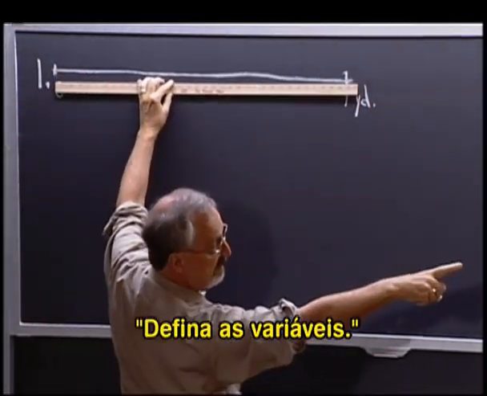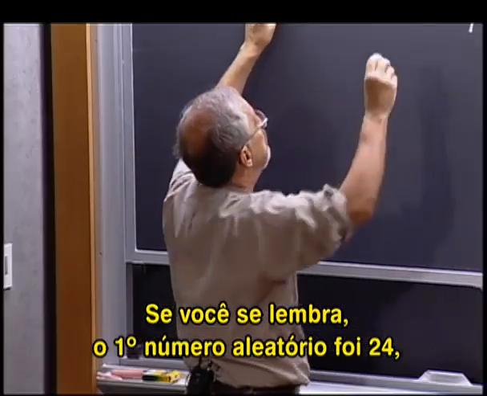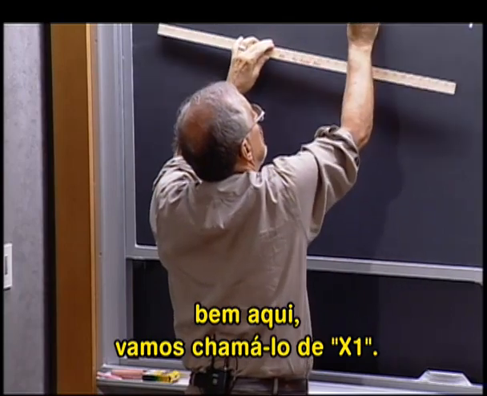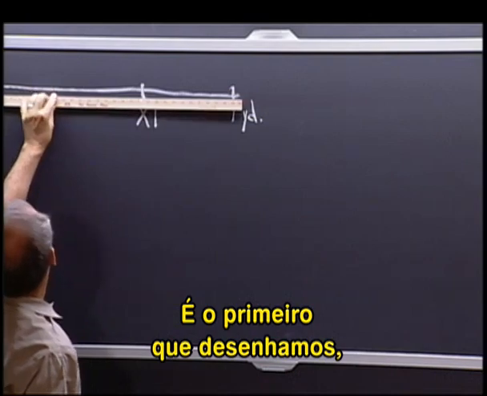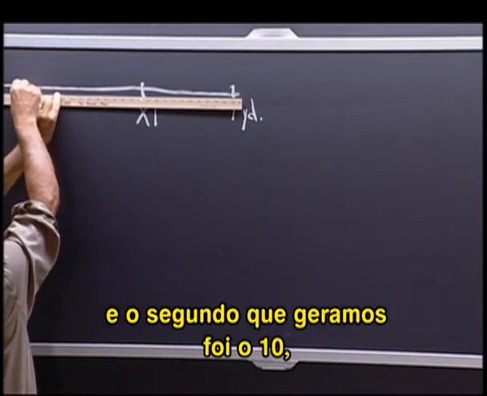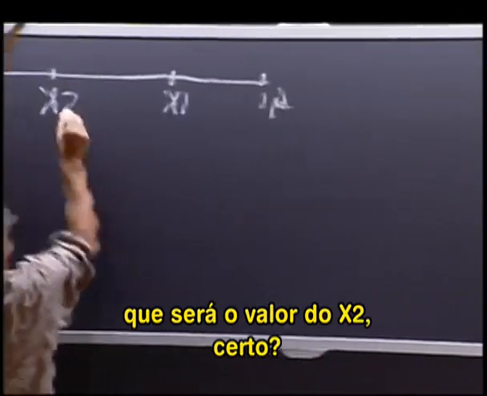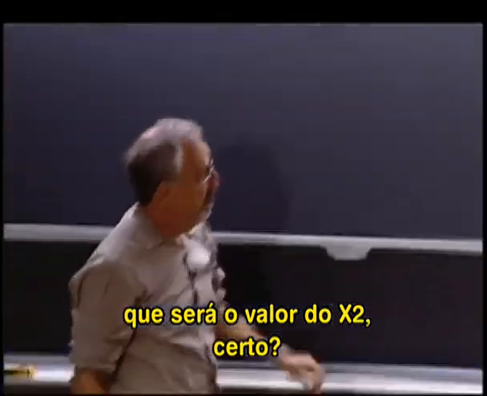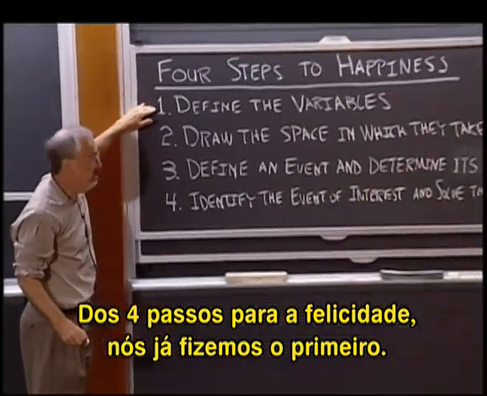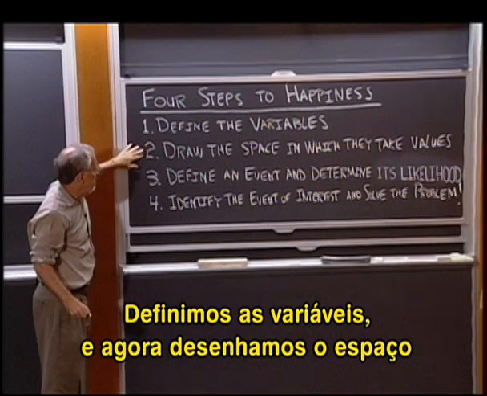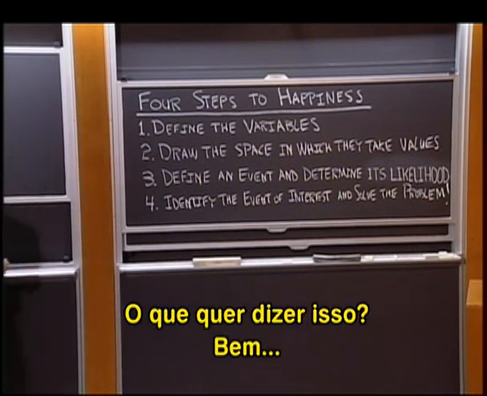Now, define the variables. If you recall, the first random number we picked out was 24, right here. We'll call that x1. That's the first one we draw. And the second one we took was 10, and that's an experimental value for x2. So in the four steps to happiness, we've already now done step one. Now we've defined the variables. Now we draw the space in which they take on values. So what do I mean by that?